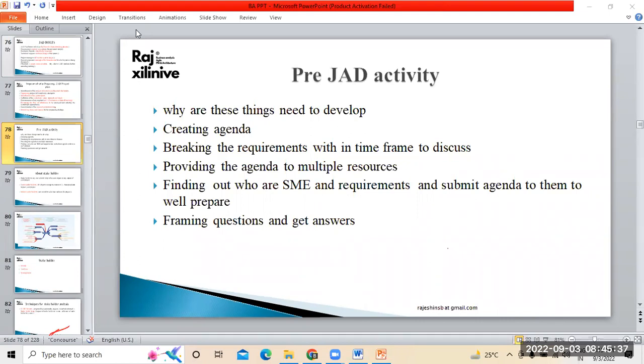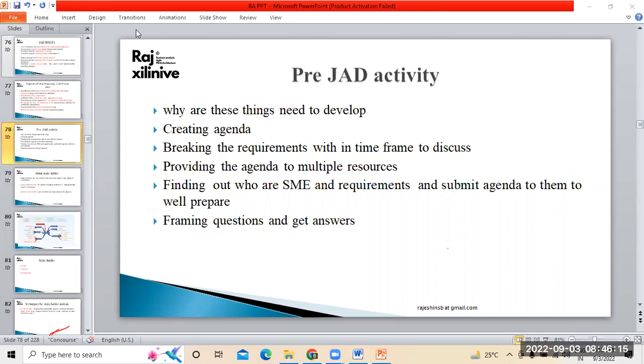Before you conduct a JAD session, obviously a demo kind of JAD session will be conducted. We see how practically viable it is for us to conduct. If you are going to conduct it, what practical difficulties may we be facing, and in what way are they to be overcome? So that decision should be taken. That's the reason you need to break down the requirements within specific time frames. At the same time, you need to provide an agenda for multiple resources.